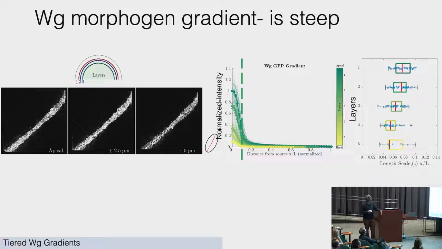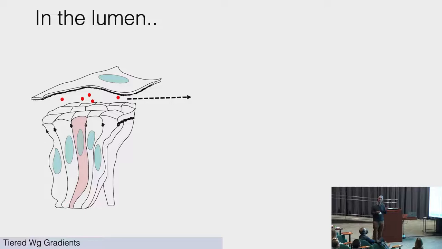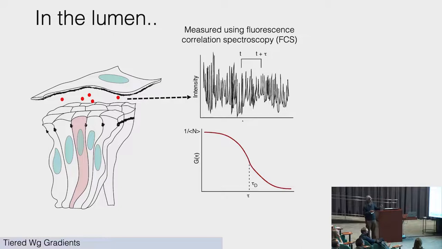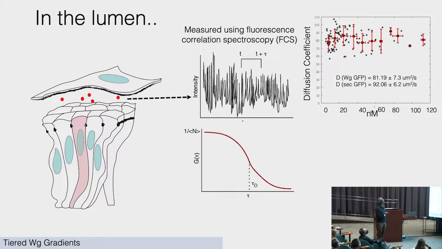What we wanted to do using this system is now make measurements of what happens, for example, to the luminal pool of the molecule. For that, we used site-specific fluorescence correlation spectroscopy in this wing disk and monitored the concentration of the wingless fluorophore that was secreted. And what we found was that it exhibited a sort of uniform signature of fluorescence of diffusion across the entire disk.